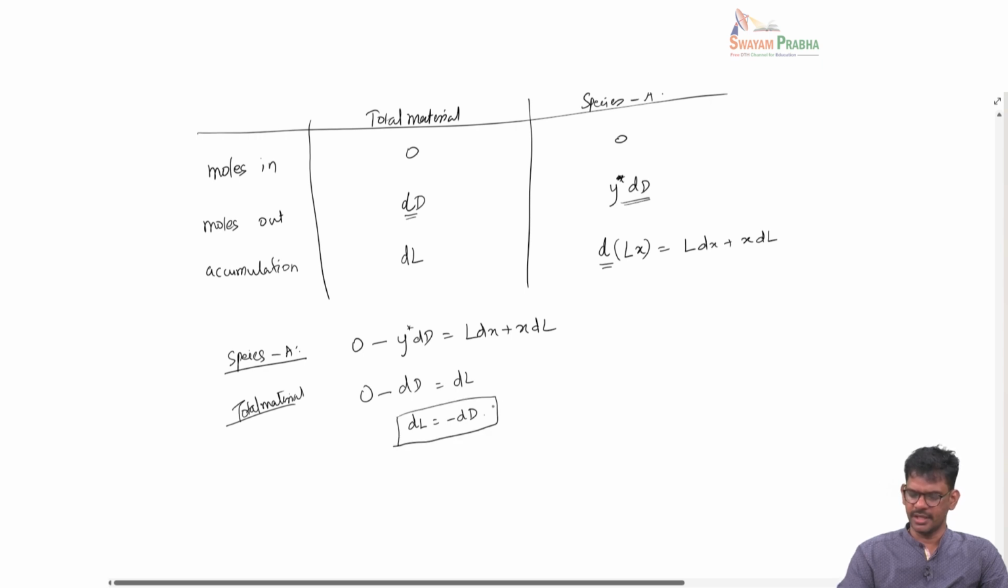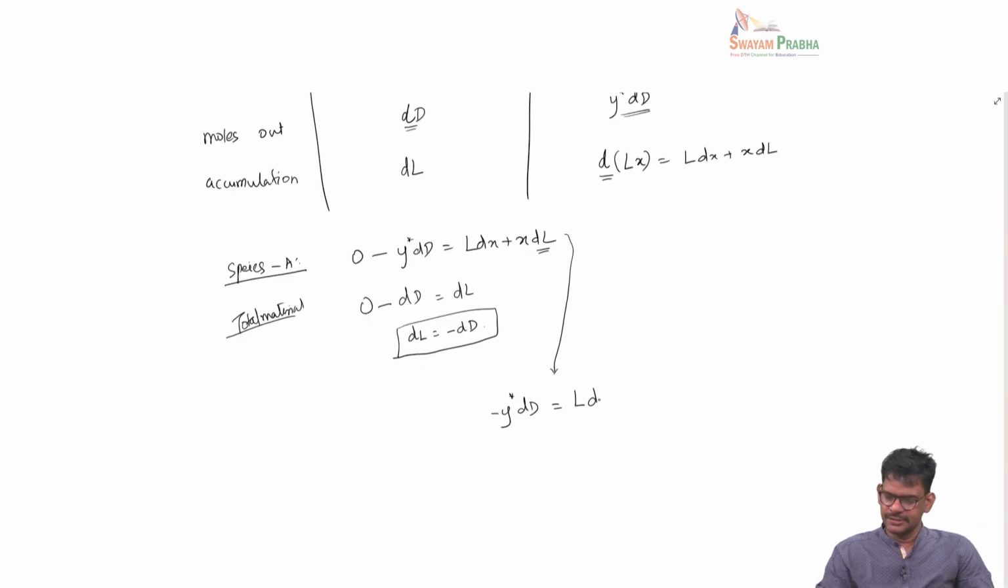And now I can replace dl as minus dd. So this equation will become minus y star dd is equal to L dx minus x dd.